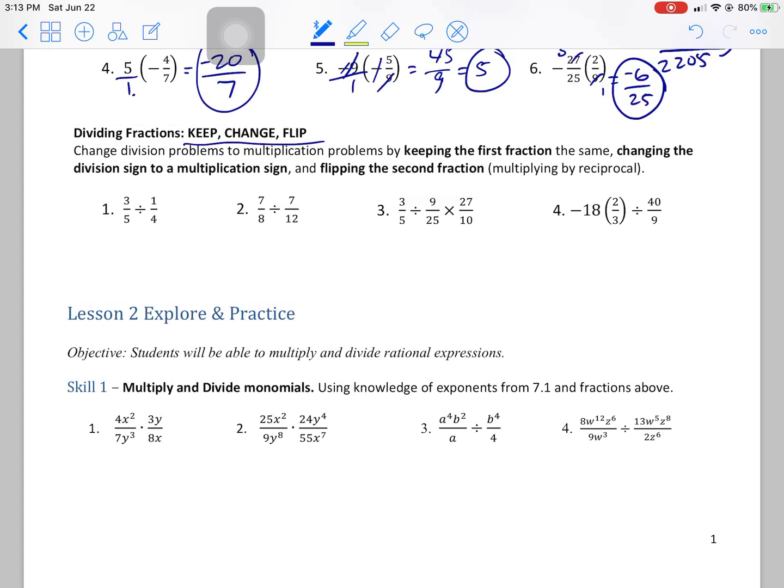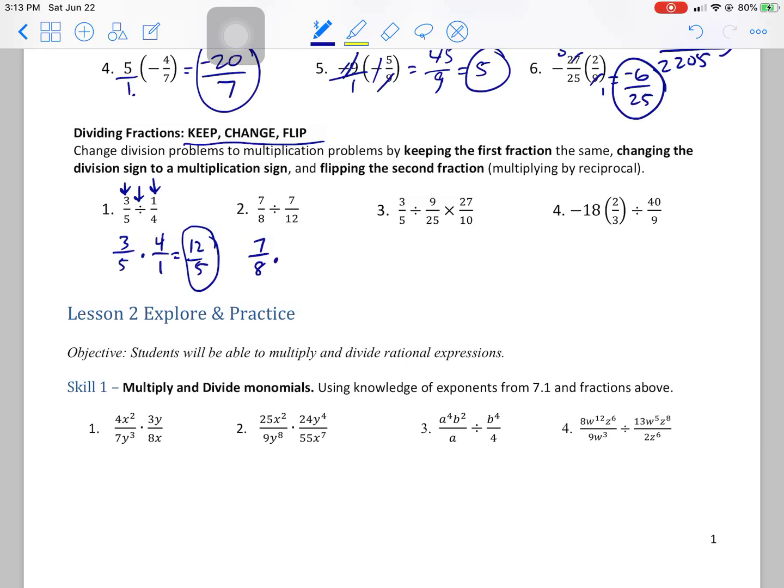The expression I like to use is keep, change, flip. Keep the first problem the way it is. Change the division sign to a multiplication and use the reciprocal of the second fraction, or flip it. Okay? Then multiply. Done. All right? No mixed numbers, no decimals. Leave them as improper fractions, please.